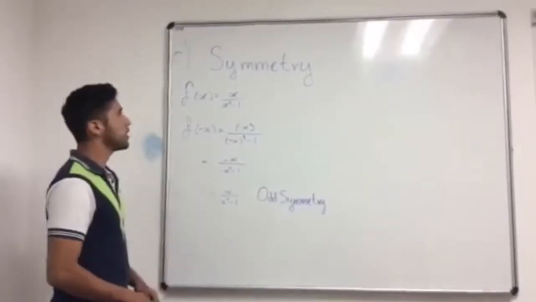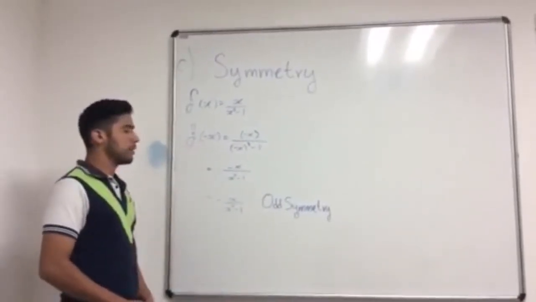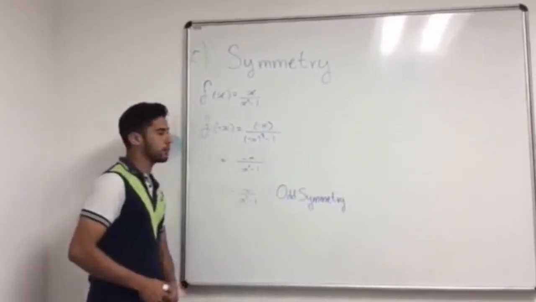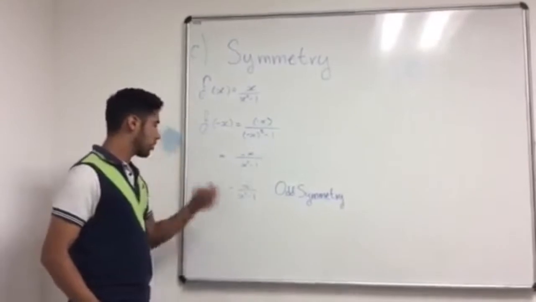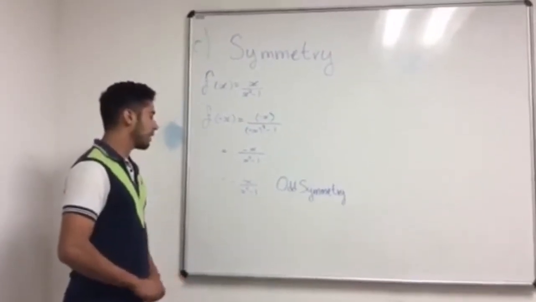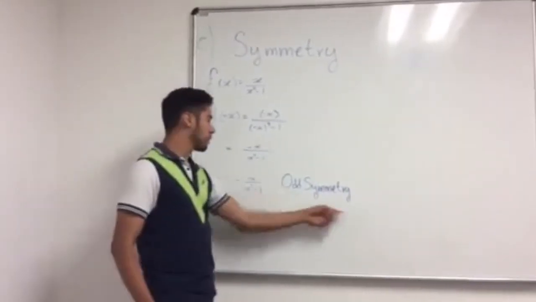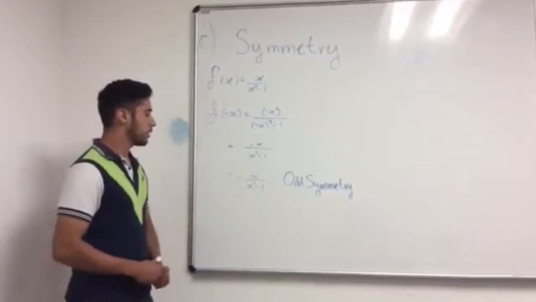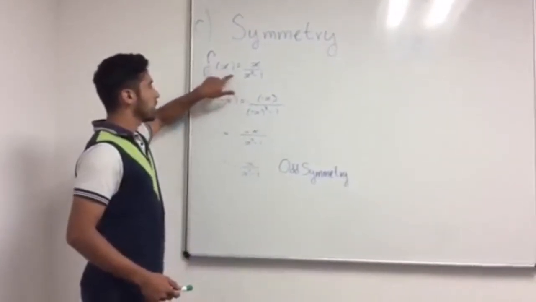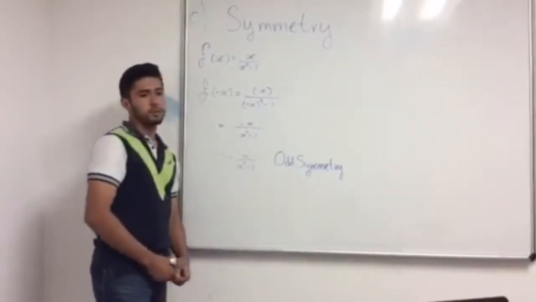Well, to find the symmetry, you have to evaluate the function at minus x. Therefore, you substitute the x by minus x in the function, and you obtain minus x divided by x squared minus 1. So this is an odd symmetry because you have a different sign from the function. When you have a different sign, it is an odd symmetry.